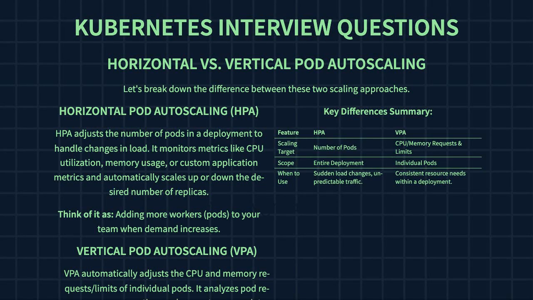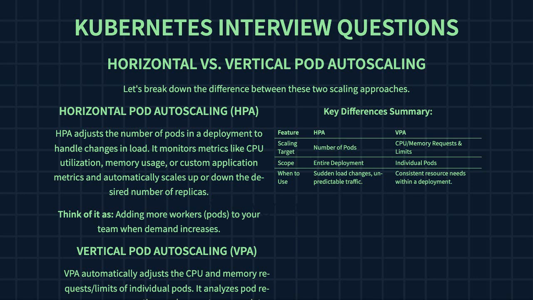Okay, let's talk about scaling your Kubernetes deployments. We often hear about autoscaling, and there are two main types: horizontal and vertical. Horizontal pod autoscaling, or HPA, is all about adding more pods to handle increased demand.